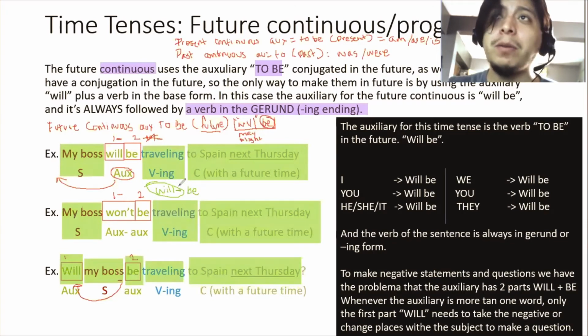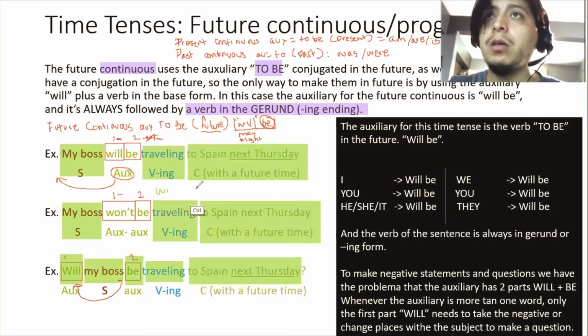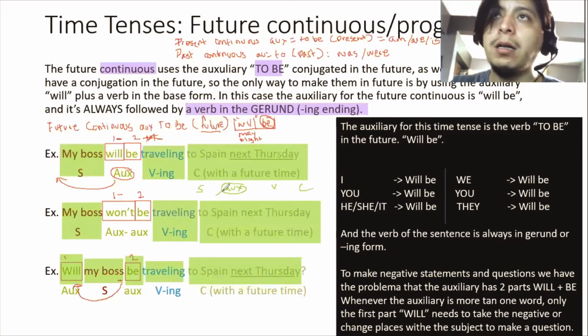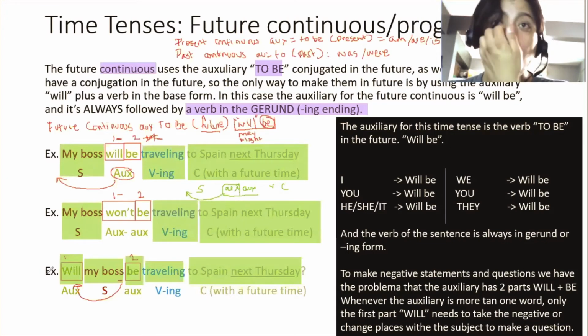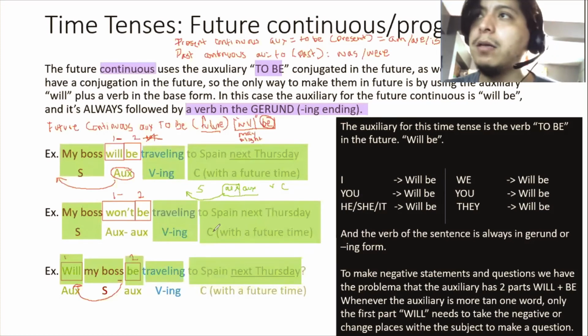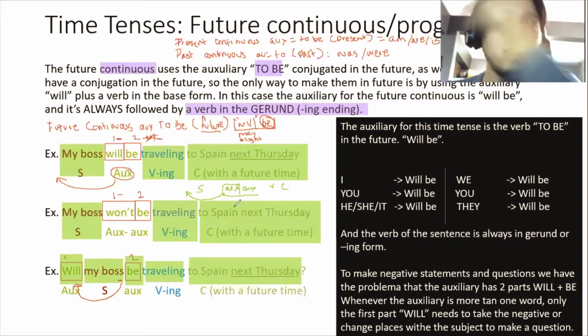¿Qué pasa cuando vas a hacer una pregunta? Normalmente, para hacer una pregunta, ustedes tienen sujeto, auxiliar, verbo y complemento. Y para hacer una pregunta, el auxiliar cambia de lugar con el sujeto. Pero ¿qué pasa si mi auxiliar son dos palabras? Si yo tengo auxiliar, auxiliar, verbo y complemento. Es un solo auxiliar, pero está partido como en dos. Will be. ¿Qué pasa? Que solo la primera parte del auxiliar es la que cambia su lugar con el sujeto. Will my boss be traveling to Spain? ¿Va a estar mi jefe viajando a España? ¿Estamos bien? Espero que esto haya quedado más claro.